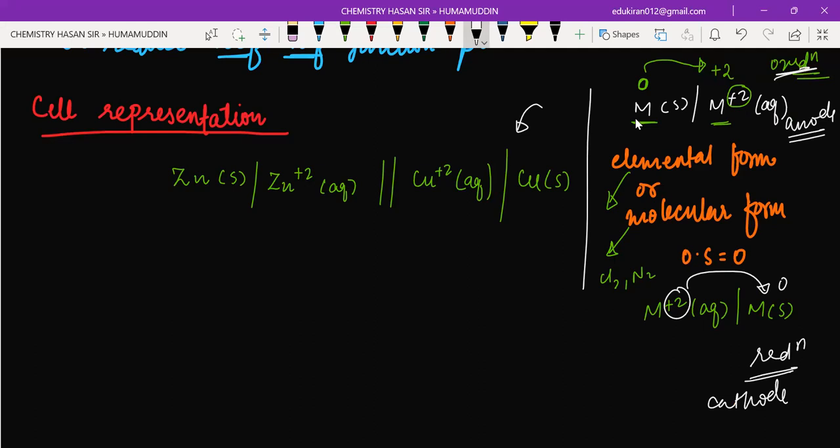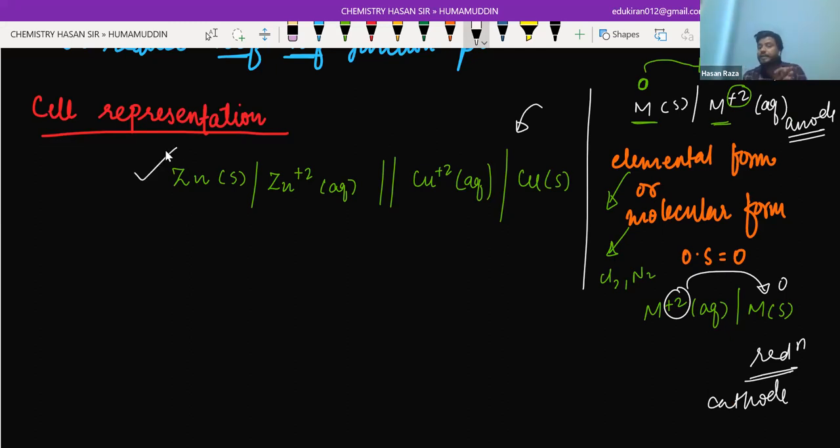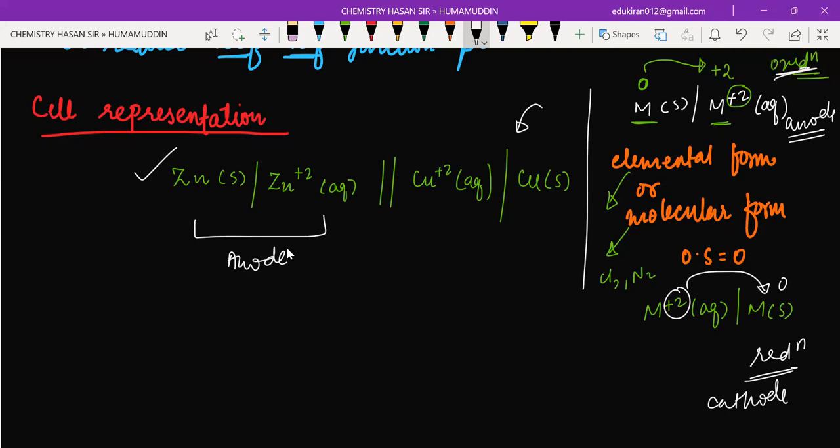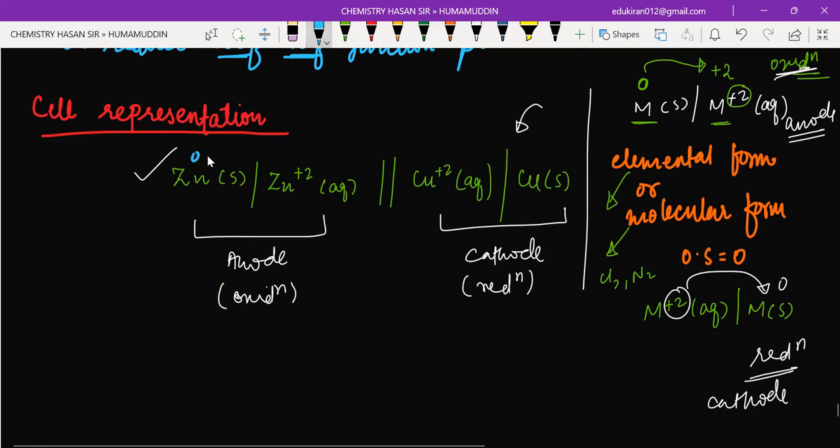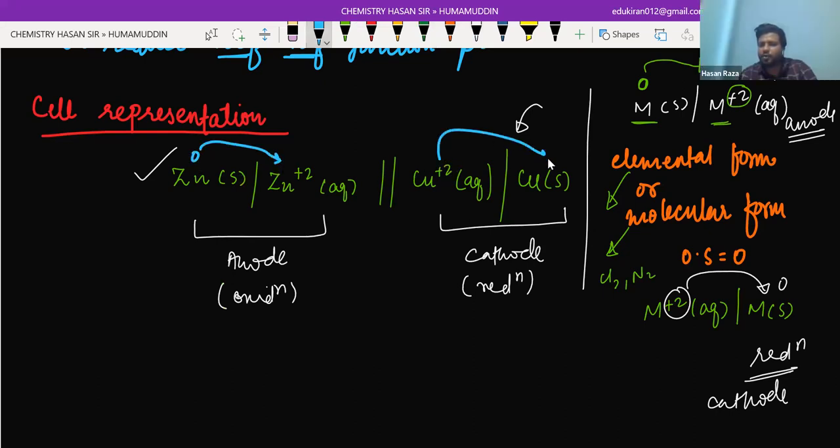Yes. Now, if someone asks you to write a reaction with the help of this representation, as I told you, what is on the left hand side? Anode, yes or no? From IUPAC we learned that, right? And what is on the right hand side? Cathode. And what happens at anode? Oxidation. And what happens at cathode? Reduction. Yes or no? Yes. Now see what will happen. You can see 0 to plus 2, that is oxidation taking place, or plus 2 to 0, that is reduction taking place. And if you want to write a reaction about this, you can go with two methods.